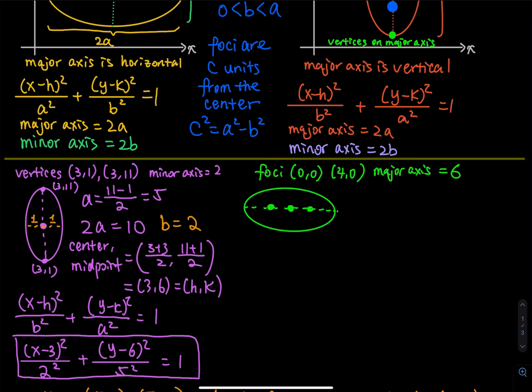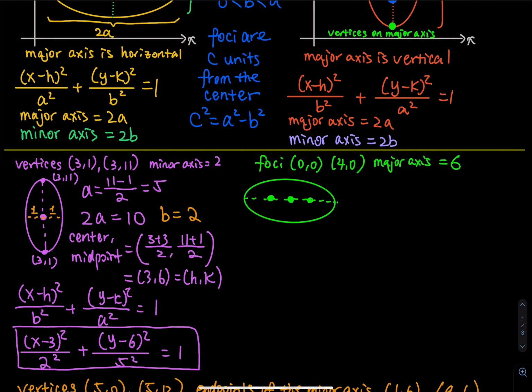Moving on to the green one. The green one, I gave you 2 foci, and a major axis equal to 6. So you have 2 foci, one right here and one right here, and this is the center, (h, k). We have 2 foci. The major axis is equal to 6. And then what is a then? So the entire length is equal to 6, and half of 6 is 3. So a is equal to 6 divided by 2. a is equal to 3.